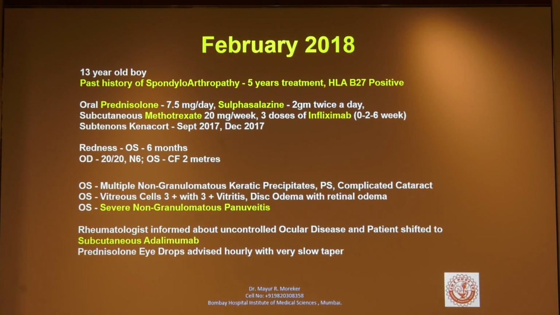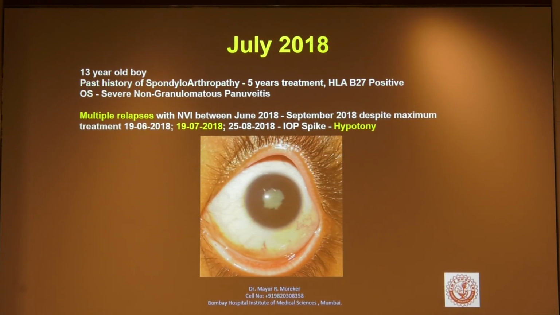13-year-old boy, known case of spondyloarthropathy, HLA-B27 affected in the left eye, treated with all possible agents before coming to us, on prednisolone, sulfasalazine, methotrexate and infliximab. A very severe non-granulomatous anterior panuveitis, and we requested use of subcutaneous adalimumab. The patient still had multiple relapses, and you see this eye has now become hypotonous.